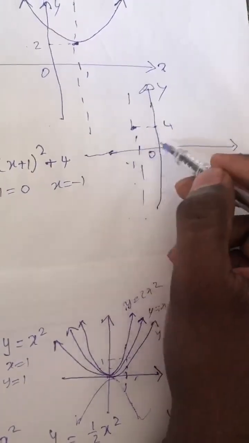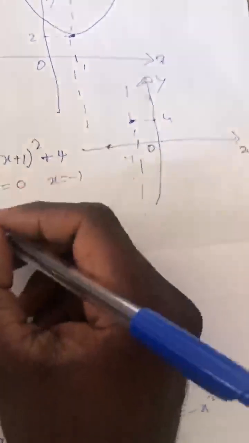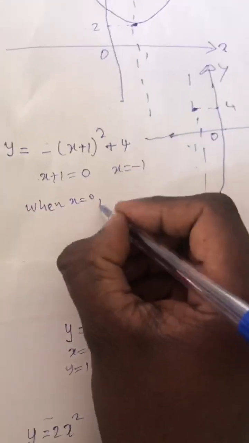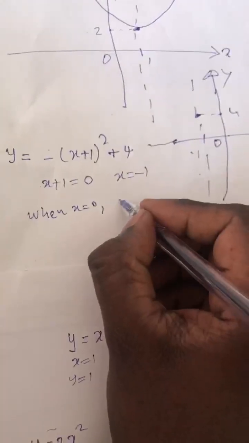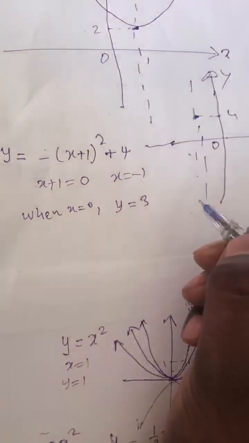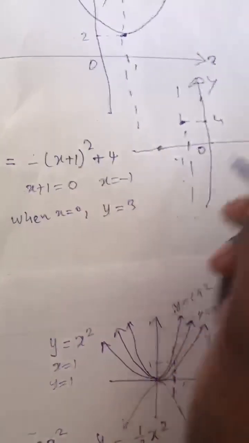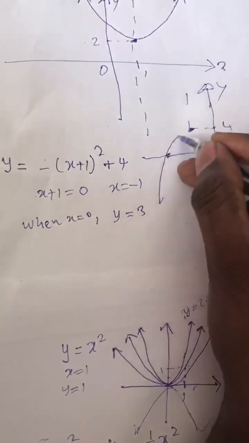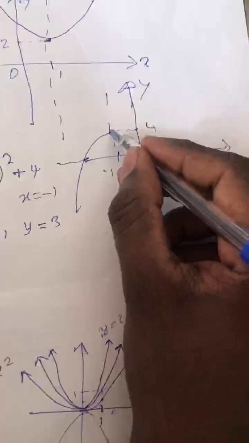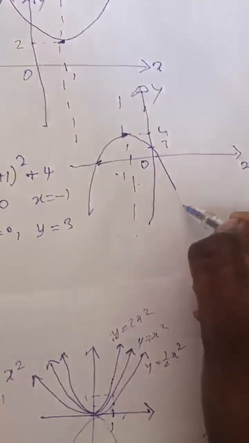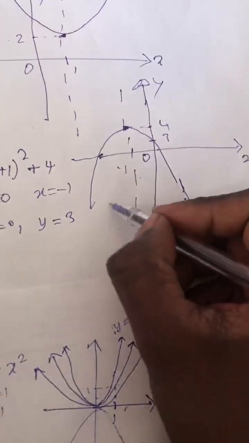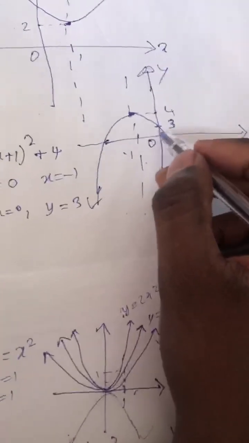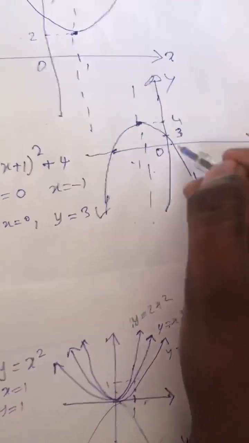So the graph should go through this here, but we have to find the value of y when x equals 0. When x equals 0, what happens? y equals 3, right? So this is 3. So the graph should be like this. This is the intersection point of the graph with y.